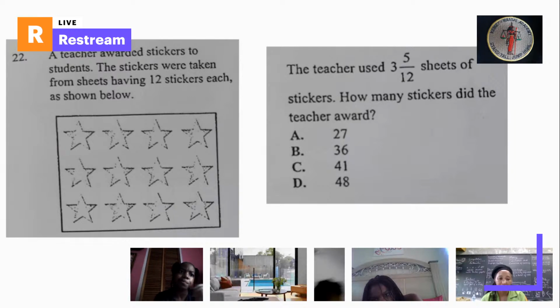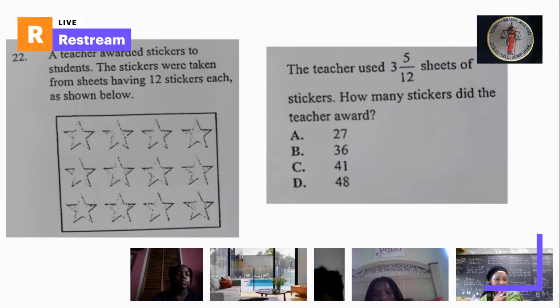C, 41. How did you get 41? Okay, miss. I multiplied 12 by 3, and then I added the 5. You added the 5. Yes, miss, the 5 over 12, because she would have only used 5 stickers out of the last sheet. Oh, I see. So what you mean is 36 plus 5 is 41.